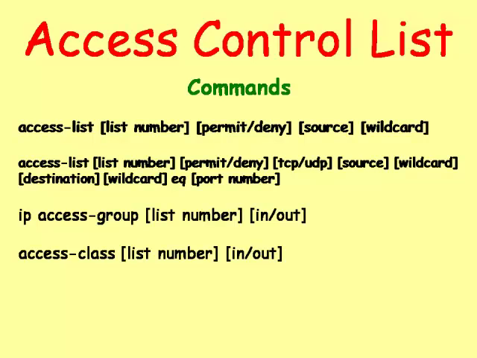The IP access group command is used to apply the access list on interfaces. The access class command is used to apply the access list to virtual terminals.